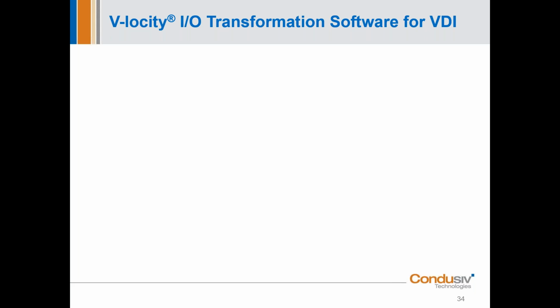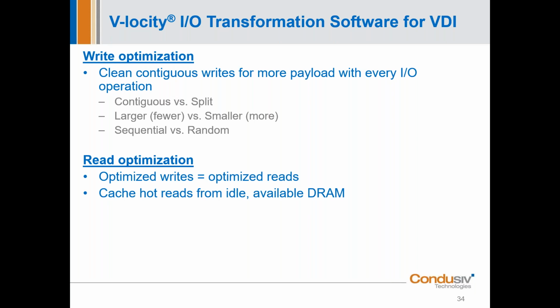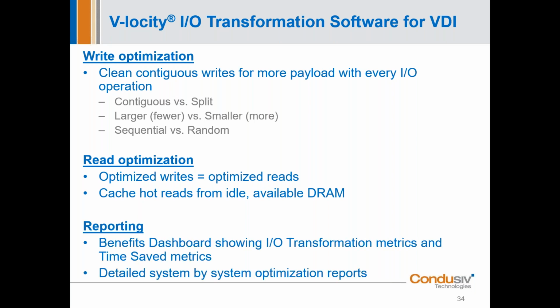So let's talk a little bit about Velocity IO transformation for VDI specifically. With the right optimization, what we're looking at is that transformation across the board of all of the clients at once. You can install it right into the image. And on the read optimization, we're going to talk a little bit more about the engines and how we do it. First of all, if it wrote clean, it read clean. So that's already taken care of. But there's a secondary engine, the second filter driver, that does DRAM read caching. And we'll talk a little bit more about how that works technically, and then we'll show you a little bit of the reporting.